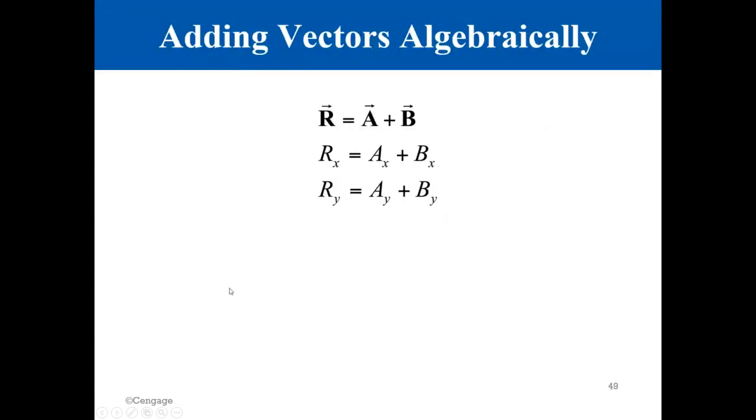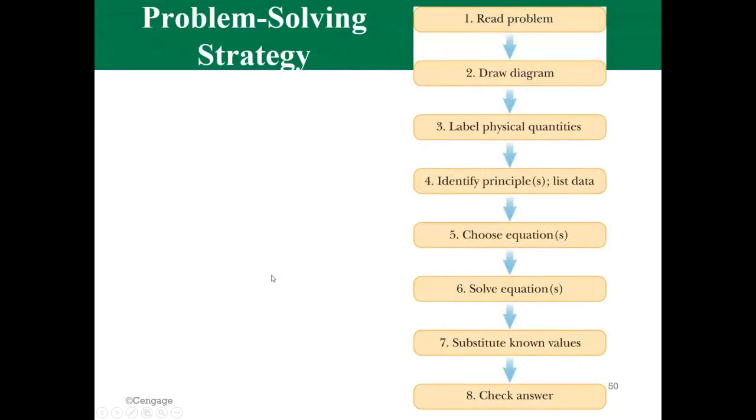So to add vectors, you can do that graphically, as I explained, or you can do that analytically by decomposing the vectors. If you decompose the vectors, you add the x components together, Ax plus Bx to give you Rx, and Ay plus By to give you Ry. Then you say R equals the square root of Rx squared plus Ry squared.